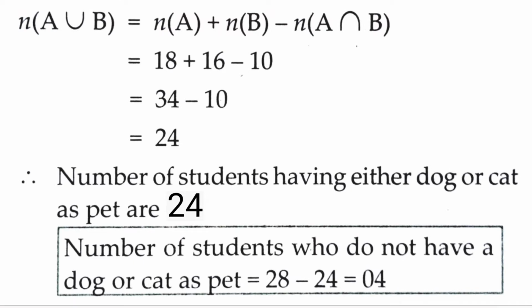So what we have to find is the number of students who do not have any pet. So how will we find it? The universal set, that is 28, minus 24. 28 are the total students and 24 are the students who have some animal as a pet, dog or cat. So 28 minus 24 will be 4. So 4 is the answer for our question, the number of students who do not have a dog or a cat as pet. So this was the answer. This question was very interesting.